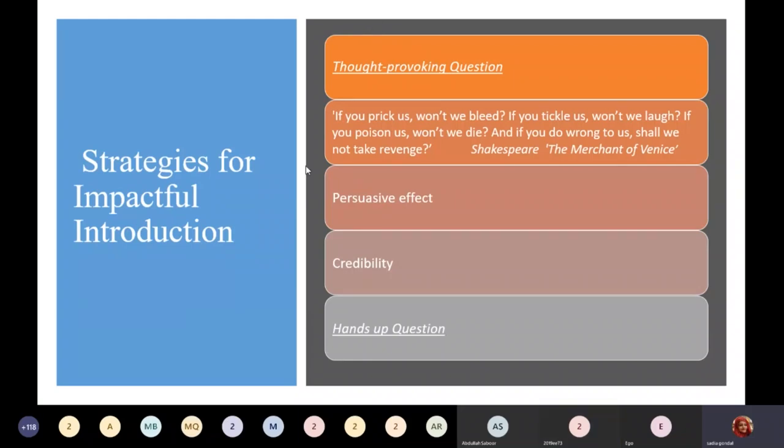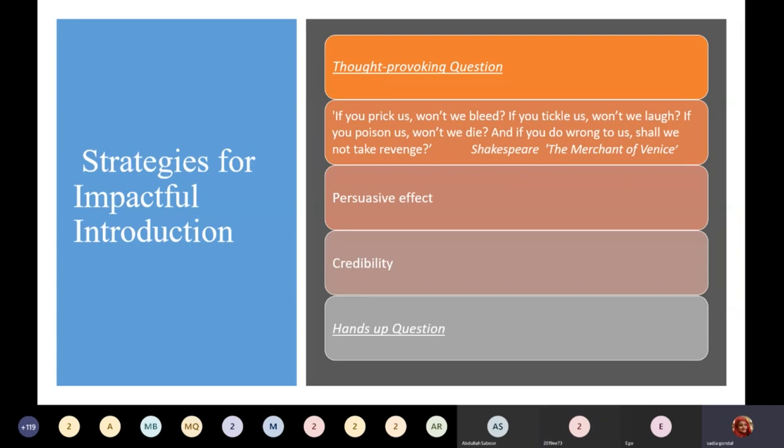Okay, so we were talking about the hands-up question. The hands-up question strategy has two benefits. One benefit is that you make people think, and the other is that you make them physically involved in that question, right? Because when they think, they would be raising their hands and voting for it.